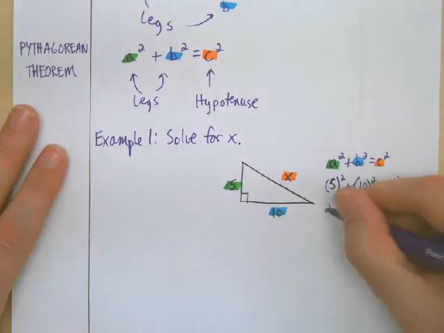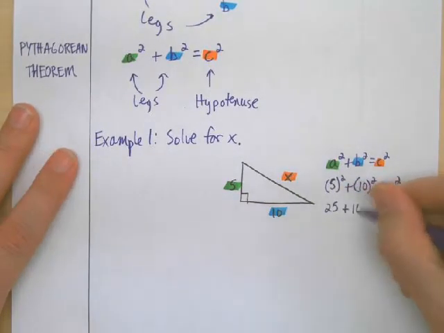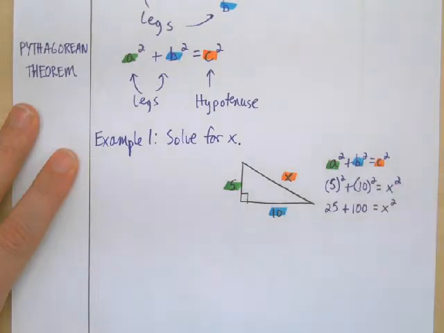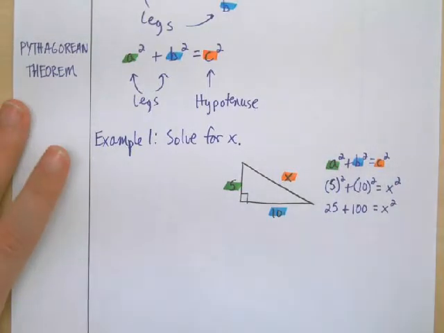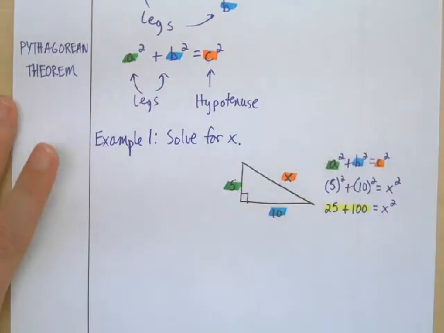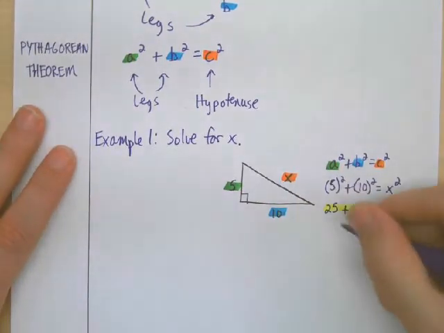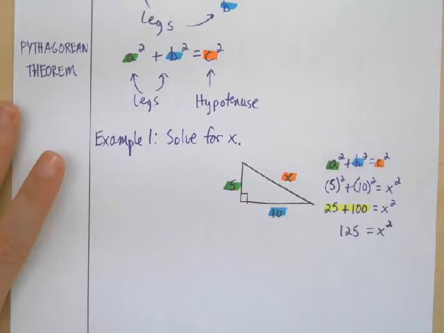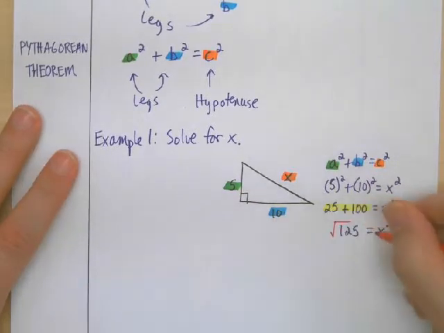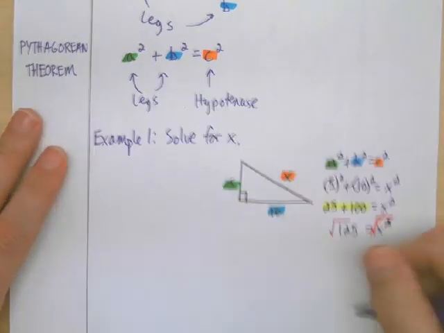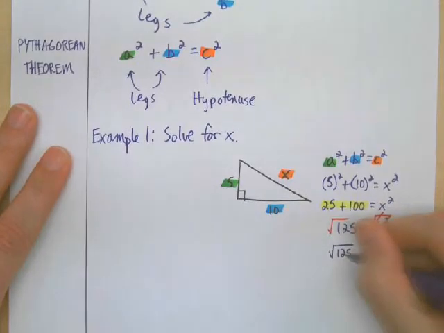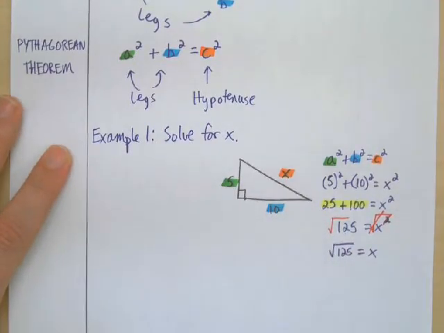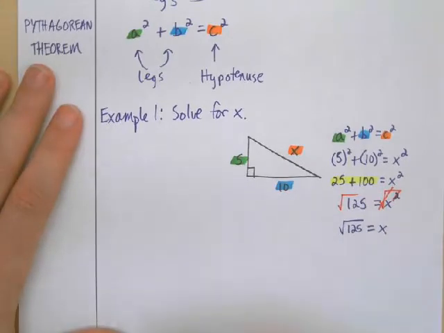Now I'm going to simplify. 5 squared is 25, 10 squared is 100. Now I'm going to add 25 plus 100 to get 125. And now I square root both sides to get rid of the exponent. But I'm not done because I want to simplify square root 125 before all is said and done.